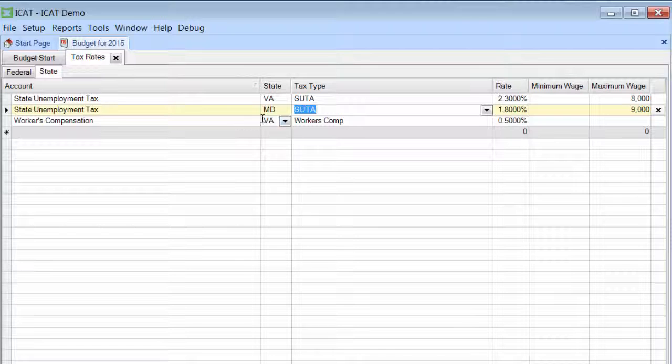Finally, we're showing workers' comp as a payroll tax. You can also show it as a group benefit if you prefer. It behaves like a payroll tax, but oftentimes it's characterized as a group benefit. So you can set it up in either screen, the payroll tax screen or in the group benefit screen.